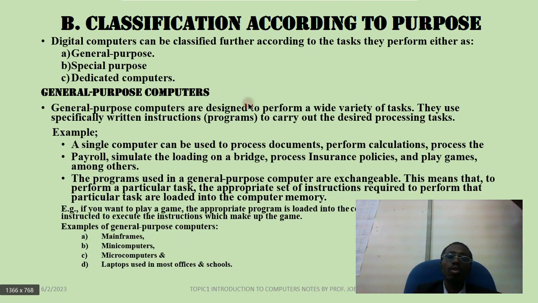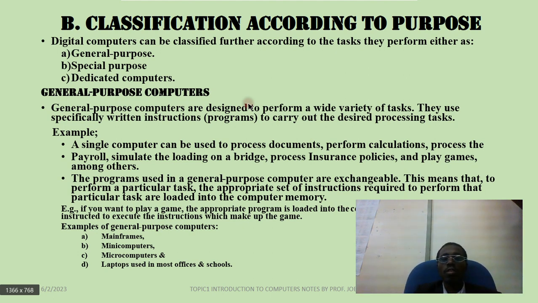Examples. A single computer can be used to process documents, perform calculations, process the payroll, simulate the loading on the bridge, for example the weighbridge areas, process insurance policies, and also play games, among other areas. The programs that are used in general purpose computers mostly are exchangeable. Why? This means that to perform a particular task, the appropriate set of instructions or programs required to perform that particular task are loaded into the computer memory.